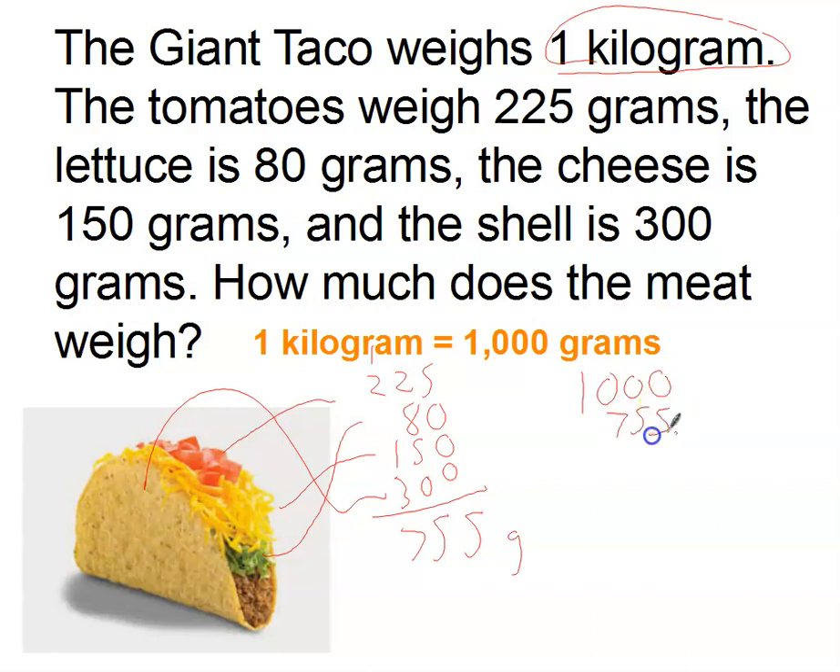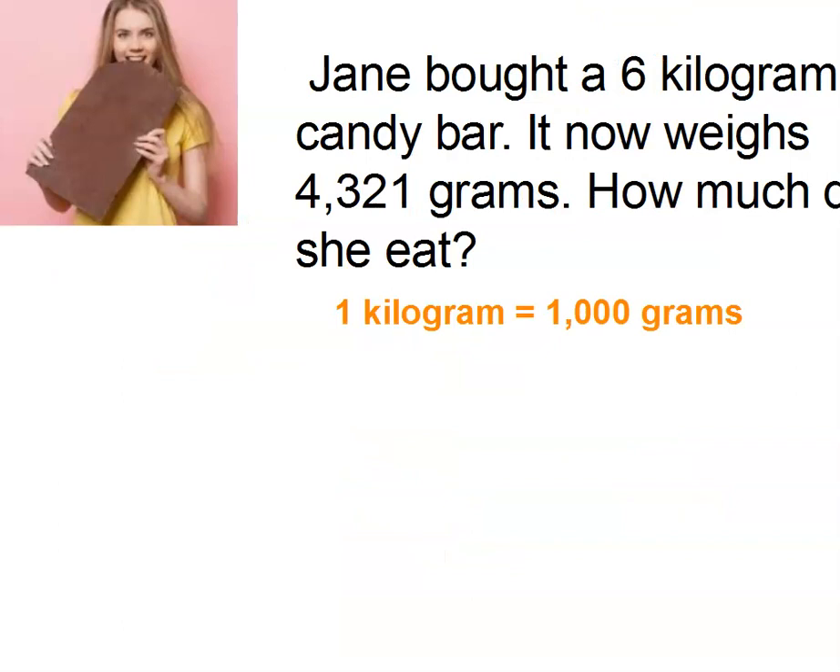So all I need to do now is subtract. Going to be a lot of borrowing going on. 10 minus 5 is 5. 9 minus 5 is 4. 9 minus 7 is 2. 245 grams of meat.